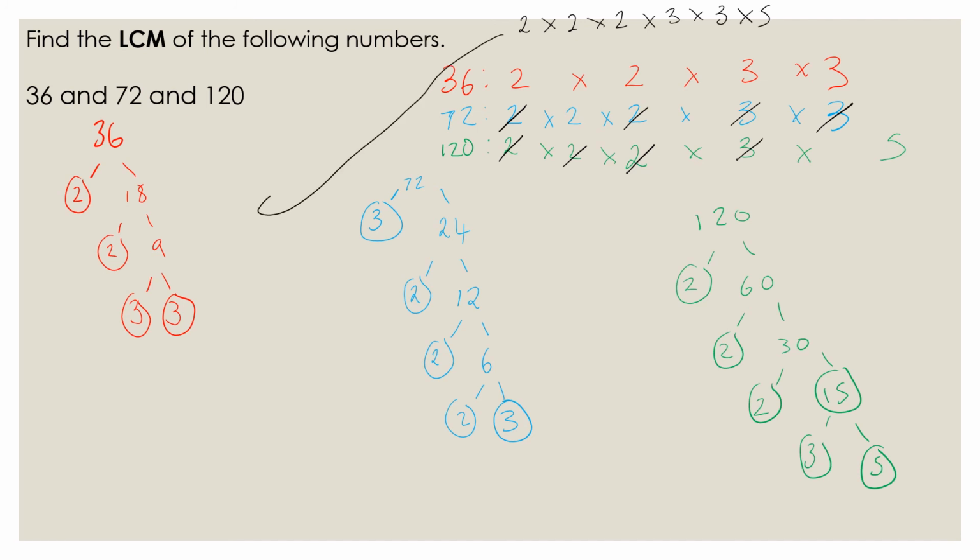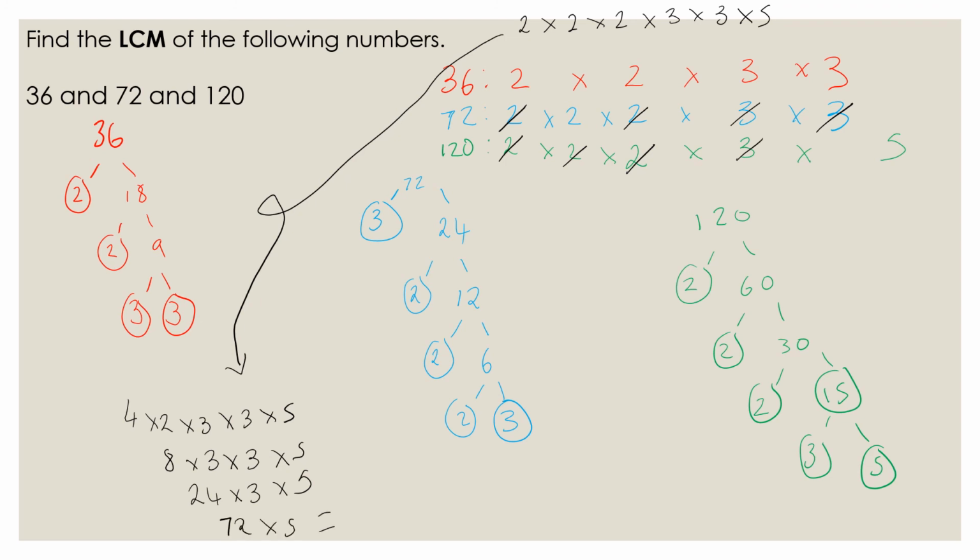I'm going to do this in this corner here, and this is going a little bit everywhere, but just so there's space. So 2 times 2 is 4. 4 times 2 is 8. 8 times 3 is 24. 24 times 3 is 72. And 72 times 5 is 360. So 360 is the lowest common multiple of 36, 72 and 120.